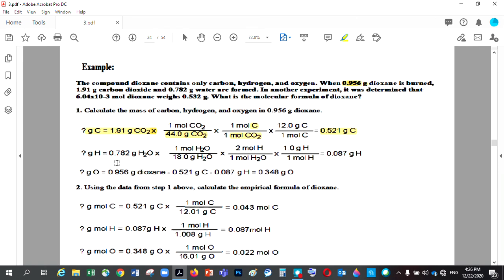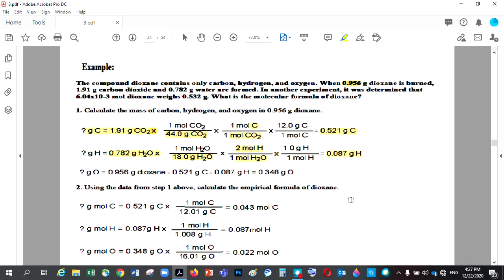So I did the same thing for H2O. H2O recovered is 0.78, correct? Divided by the molar mass of H2O, 18.0 grams. I have 2 moles of hydrogen in 1 mole of H2O, correct? And then I multiply by the atomic mass of hydrogen, which is 1 gram per mole. So I get this amount of grams, correct?